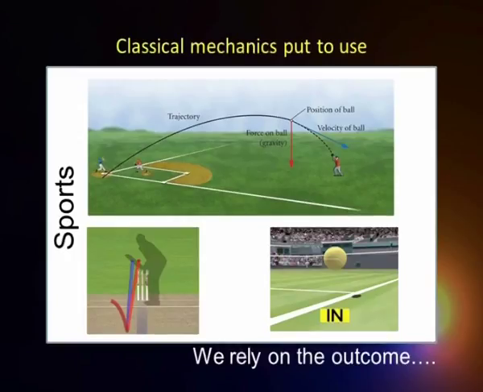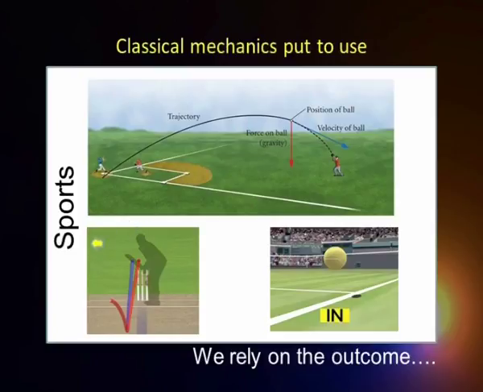Now, in this case, we are not making any calculations per se, but we are doing some kind of mental calculation. We see how high the ball is going and where it is going to fall. So, we anticipate and position ourselves to make the catch. That is a kind of mental calculation, but all of it is based on our understanding of classical mechanics.